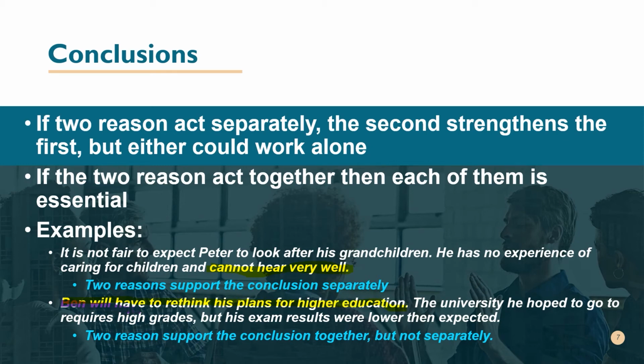The first reason is the university he hoped to go to requires high grades. That alone is not enough. You need more information there. There's not enough information to convince you that he'll have to rethink plans for higher education. Now, you're going to assume that he doesn't have those grades, but we don't know that yet. When you get that second part, his exam results were lower than expected, you have to have both of them together in order for that conclusion to work. The two reasons support the conclusion together, but not separately. You can see how if you just have one reason or the other, they don't support the conclusion. Unlike the example before that supported the conclusion separately.